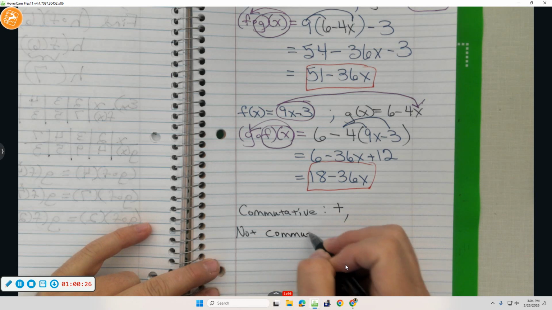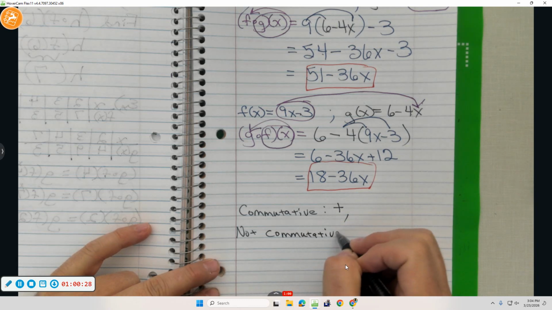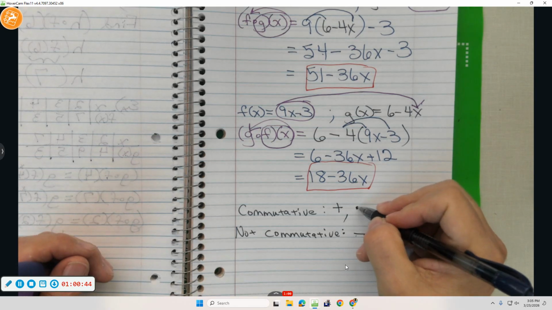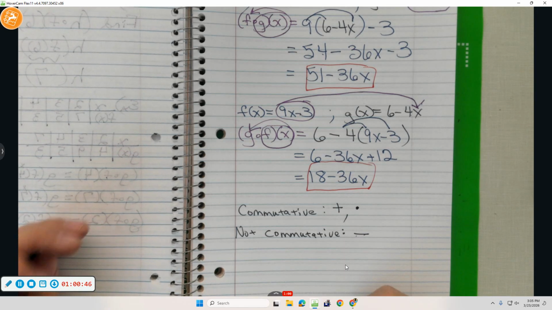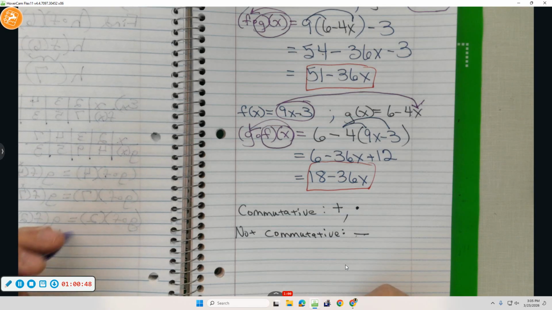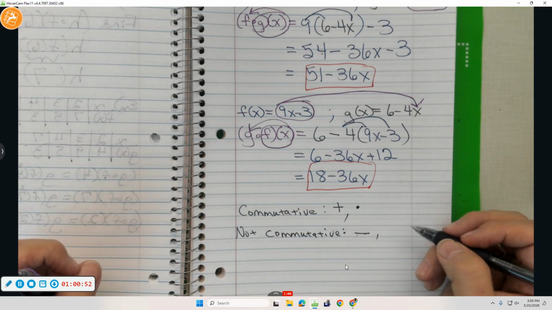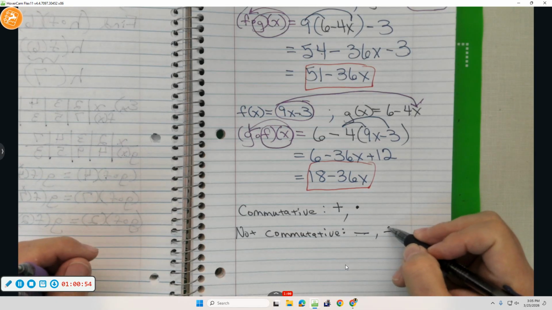I have a little list of them here. Subtraction is not commutative. What about multiplication? Does A times B always equal B times A? Yes, so multiplication is commutative. Division: does A divided by B always equal B divided by A? No, most of the time it doesn't.